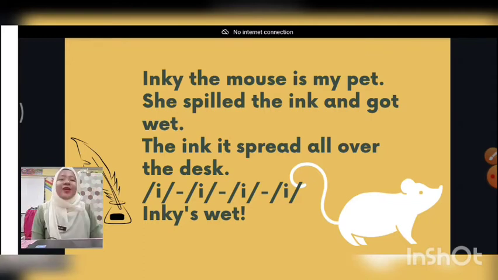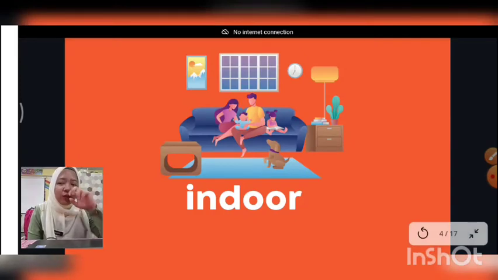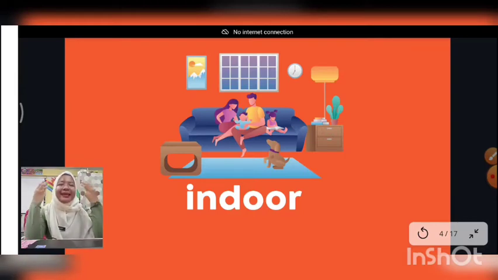Ink is wet. Okay, so very easy, right? Okay, so the words for letter I, the first word is indoor. Indoor. Indoors means inside your house, inside the building. Di dalam. Okay, so everyone do E, E, indoor.